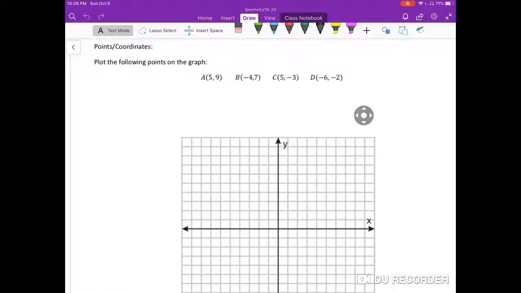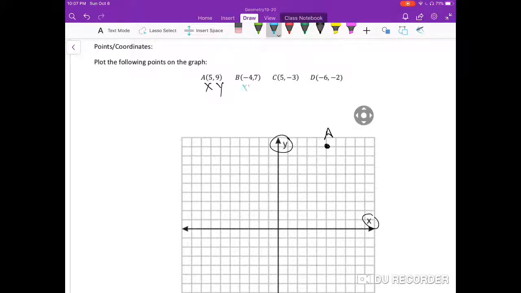The first thing we want to know about coordinates here is that each coordinate has an x coordinate and a y coordinate. So the x value of 5 tells us whether we move right or left, and the y coordinate of 9 tells us whether we move up or down. So on every graph we're going to have an x-axis and a y-axis. So I'm going to plot this point A as (5, 9). Okay, this is point A, and I always want to label what I have on my graph.